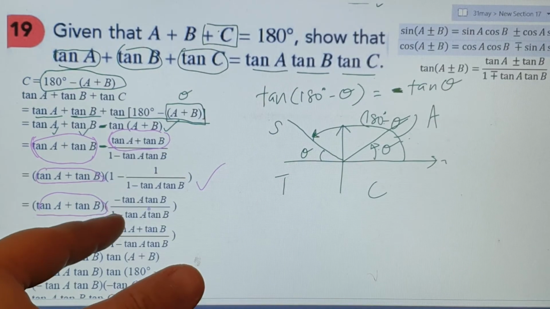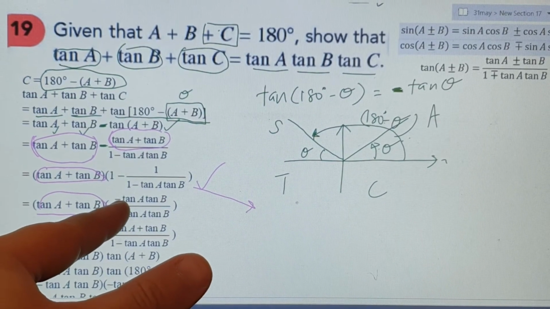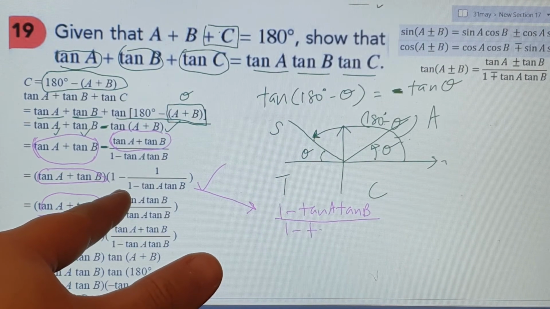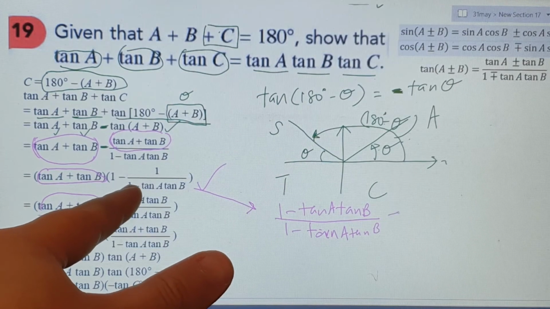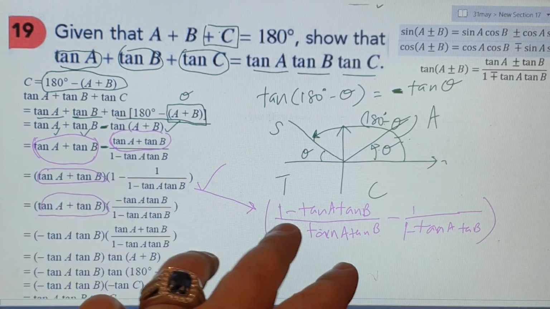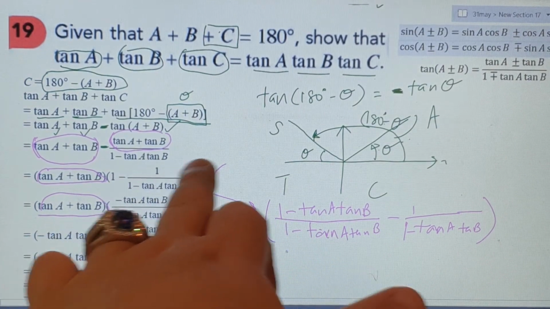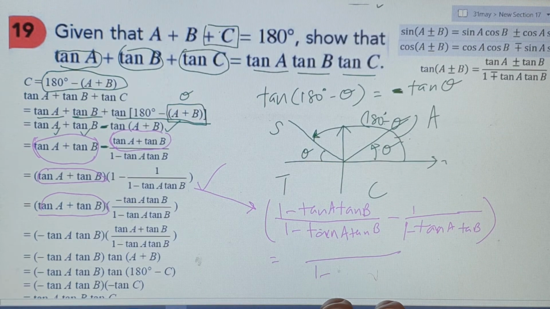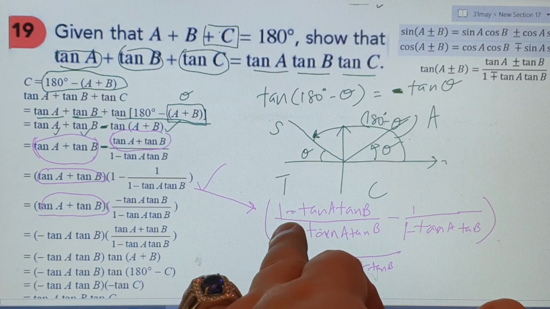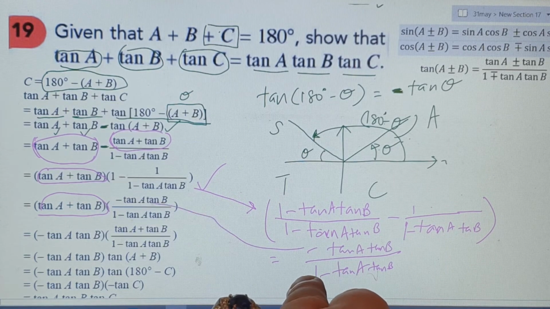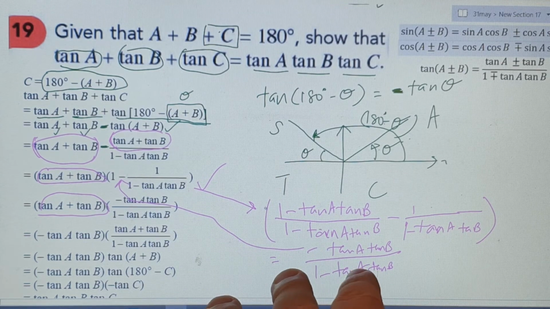What is happening here is, 1 means correct. Don't you agree? This over this is just 1, no? And minus 1 over this is exactly what I wrote here. Now, if I were to combine, because the denominator is exactly the same, it's just 1 minus this minus 1. So isn't it just minus tangent A, tangent B, which is what I have here? Can you see that?